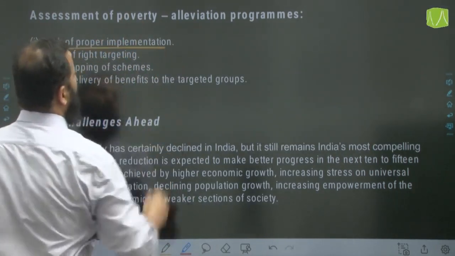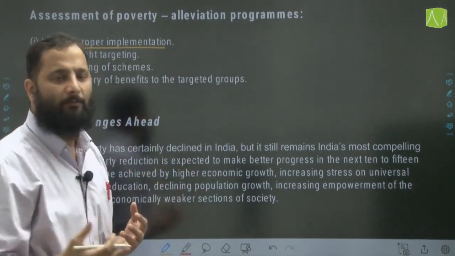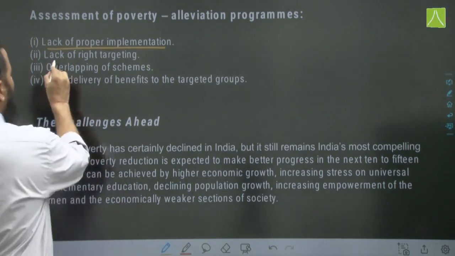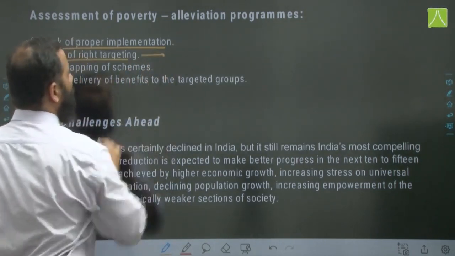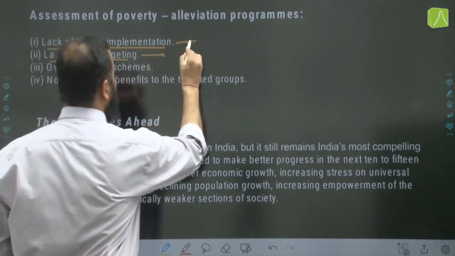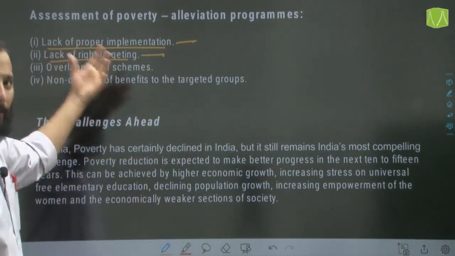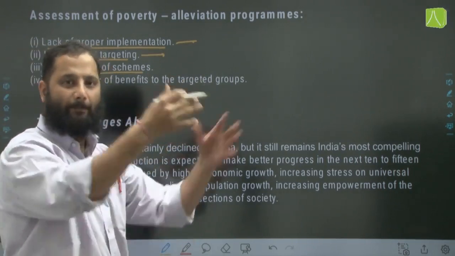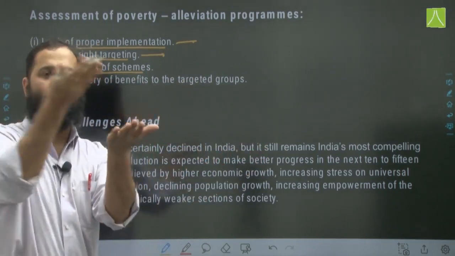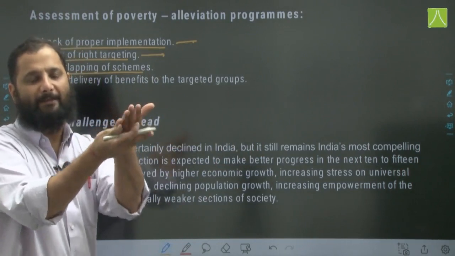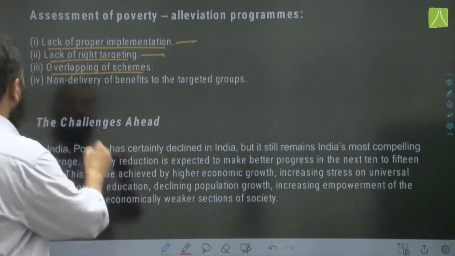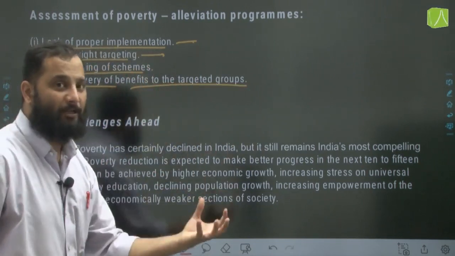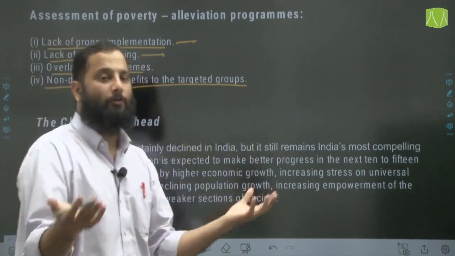First is lack of proper implementation. जो उनको implement करना है, जिस तरह से implement होना है, वो proper ढंग से नहीं हो रहा है. जो ग्रुप्स को टारगेट करना है तो वो राइट टारगेटिंग भी नहीं हो रही है, ठीक है. स्कीम्स की ओवरलैपिंग हो रही है. एक स्कीम होनी चाहिए और एक ही स्कीम प्रॉपर्ली सबके लिए होनी चाहिए, बट वो अगेन एक स्कीम आई और उस पर ओवरलैपिंग दूसरी स्कीम आ गई, तीसरी स्कीम आ गई, तो ये स्कीम्स की ओवरलैपिंग. नॉन डिलीवरी ऑफ बेनिफिट्स टू द टारगेटेड ग्रुप्स. तो एक्चुअली जिनको बेनिफिट होना चाहिए वो बेनिफिट नहीं हो रहे, शायद कोई दूसरे सेक्शन बेनिफिट हो रहे.